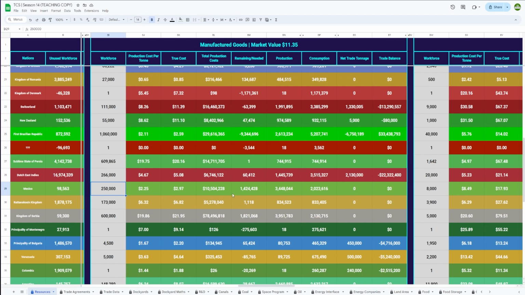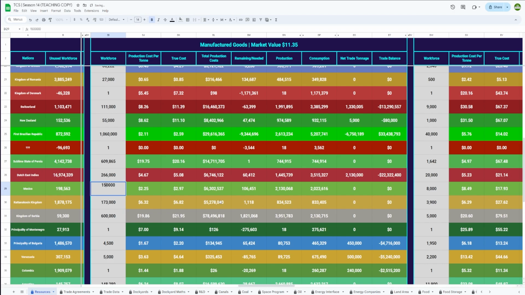Over here we have manufactured goods. Like I say, this goes into electronic and luxury goods, and we've now reduced the amount we need to consume. It was at 3.2 million, I believe. Now it's at 2 million, so that is ideal for us. So we can cut down the amount we're putting into it by a lot.